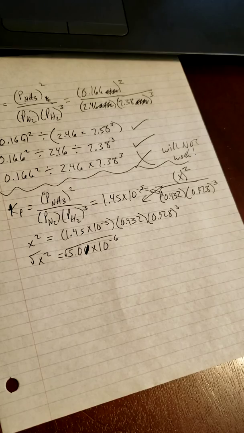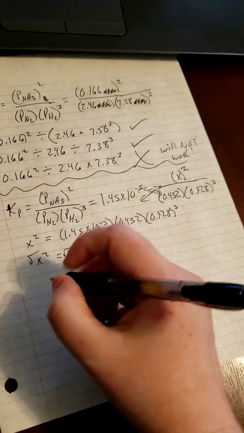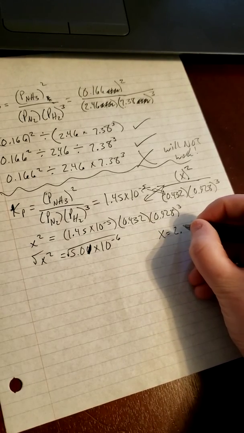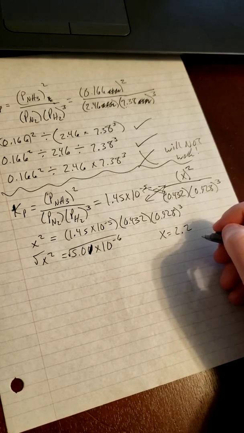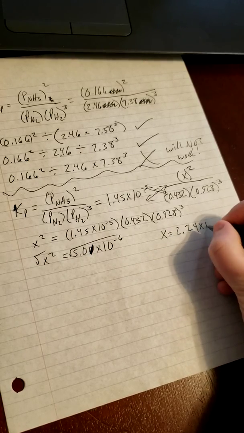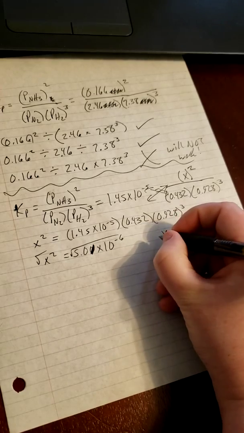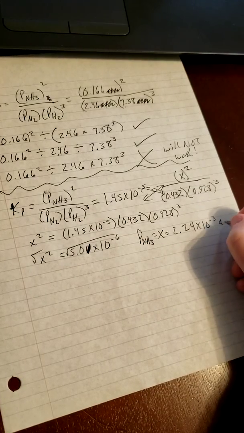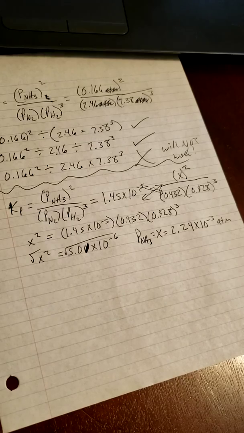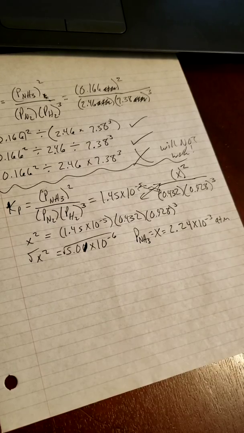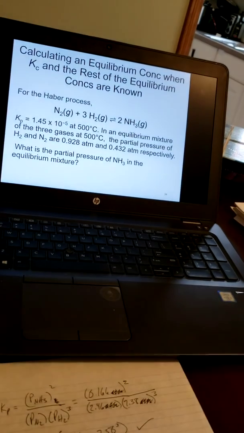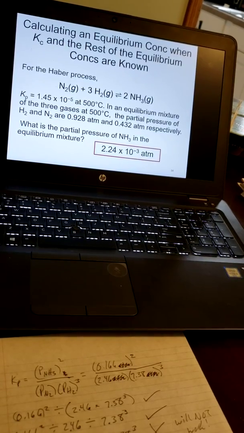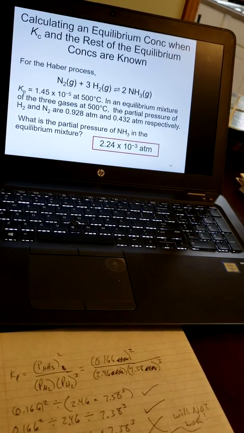If I take the square root of that number, I get that X is equal to 2.24 times 10 to the negative 3. And remember what X is equal to. X is equal to the pressure of ammonia, which should have a unit. So that is atmospheres. And if we go back to the slide, we got the right answer. All right, so that's the end of this video. We'll pick back up with screencasting in video 3.